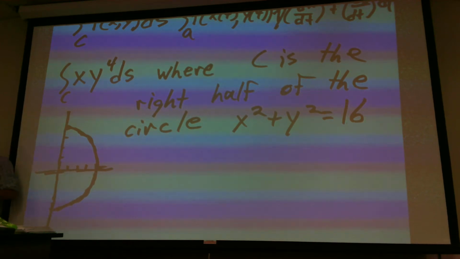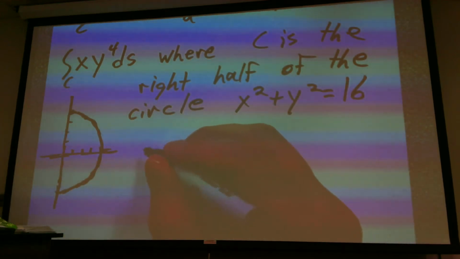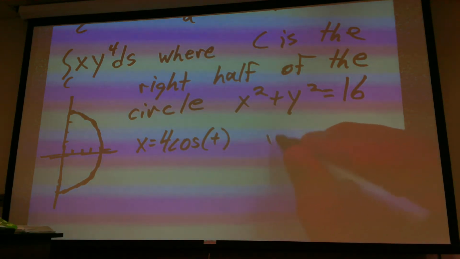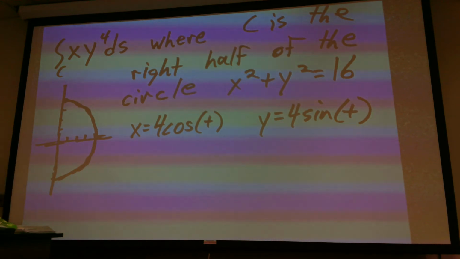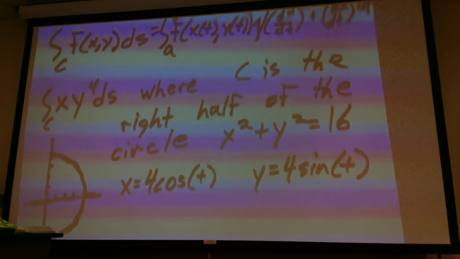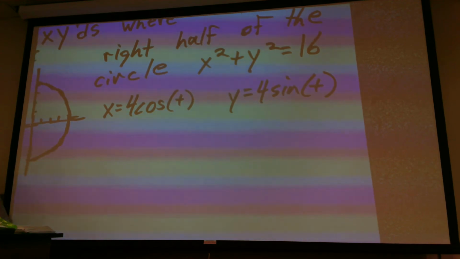So what are we going to do? We're going to parameterize this problem. If we're going to turn this into a parametric equation, we're going to say x is going to equal 4 cosine of t, and y is going to equal 4 sine of t. So we're going to change our equation. We're dealing with the integral of x y to the fourth ds, and we're going to plug all of our quantities into this, remembering that x equals 4 cosine t and y equals 4 sine t. So the integral upon this curve.